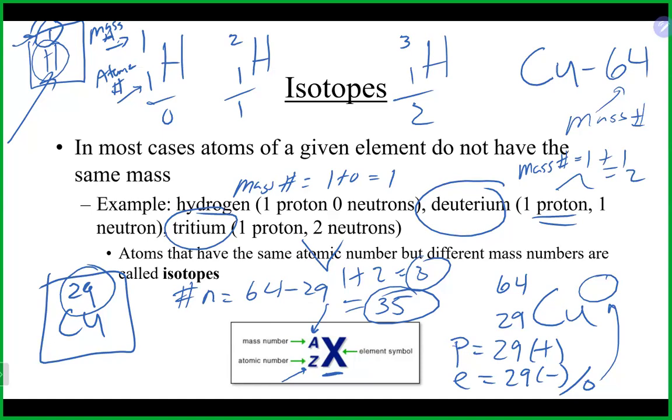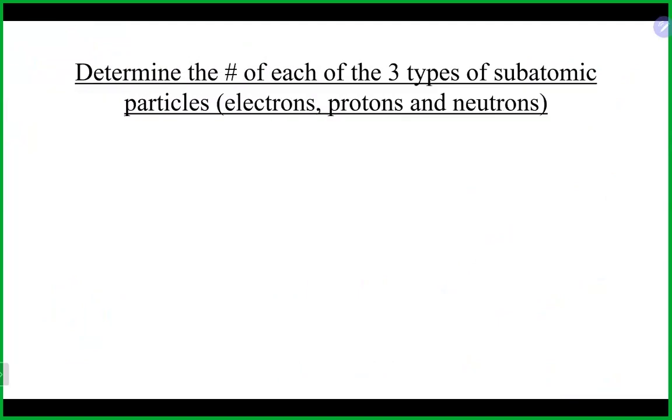All right, so why don't we try some here, see what we got going on. For each of these, figure out how many protons, electrons, and neutrons there are in each of these guys here.